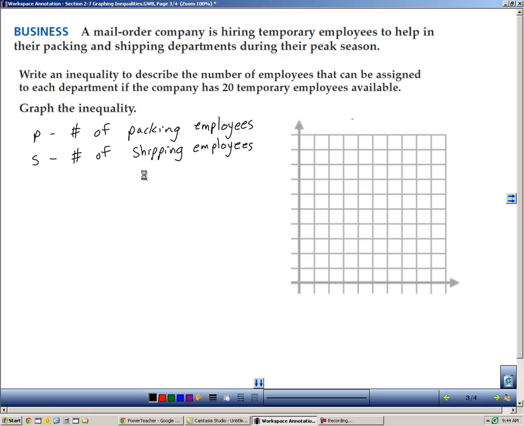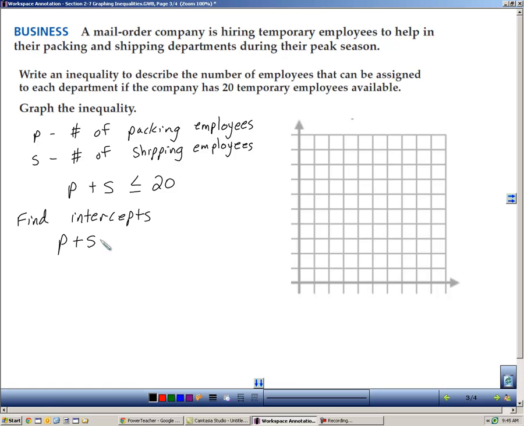So my inequality, since I have 20 maximum, I'm going to be less than or equal to 20. And if I add the packing plus the shipping, I've got to come under 20. So there's my inequality that I'm going to graph. Now, because there is no independent and dependent variable here, it doesn't matter which one of these I use. I just need a couple of points that I'm going to graph on here. So I'm going to use the intercepts.